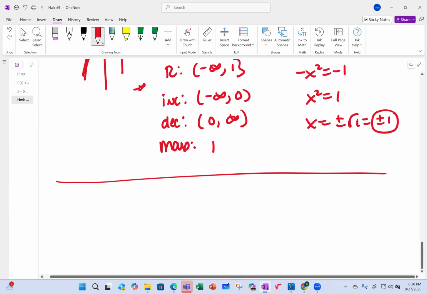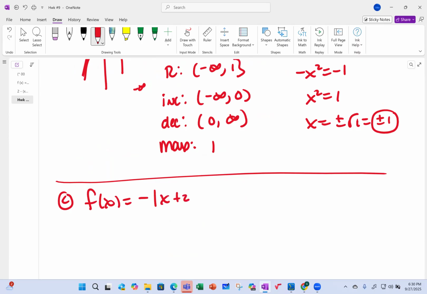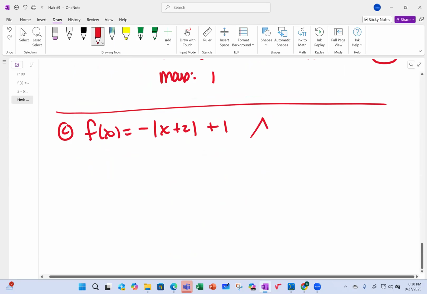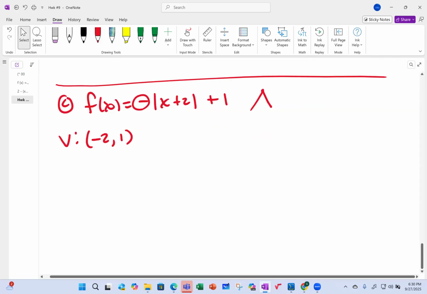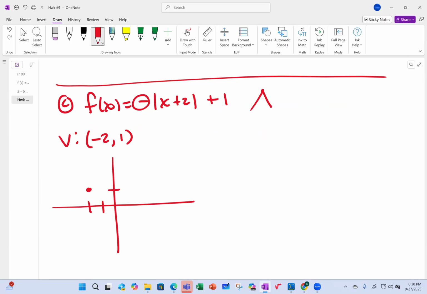In part C, f of x equals negative absolute value of x plus 2, plus 1. Better be an upside down V, right? Because of that negative leading coefficient. The vertex is negative 2, 1. So I'm going to go over what here? Negative 2, up 1. There it is.